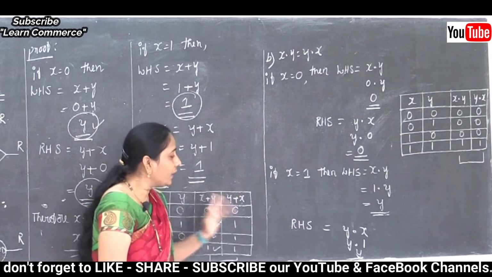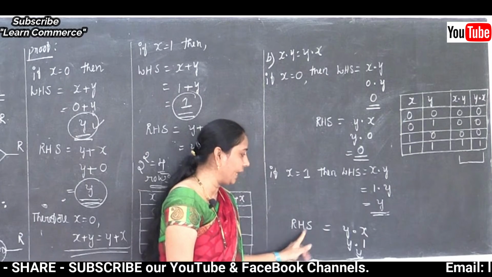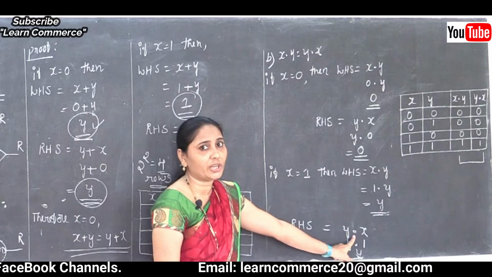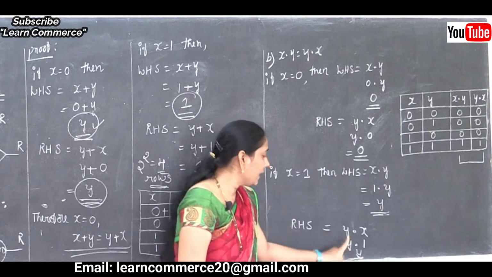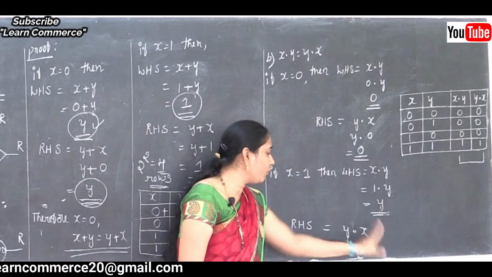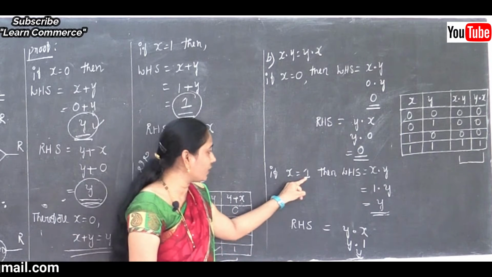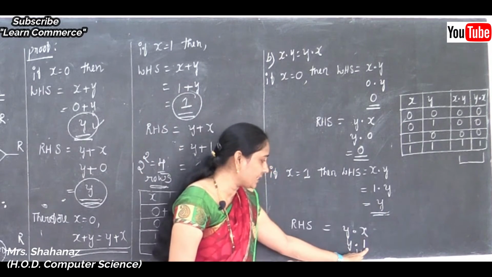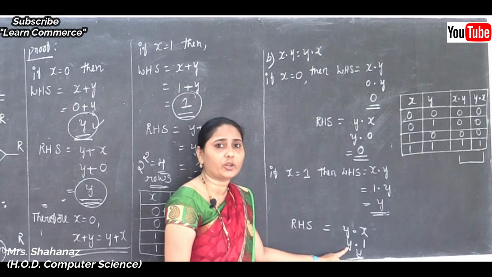Okay. Now the right hand side value I am going to take. So the right hand side value y and x. Clear this point here? Y and x. Now y and 1. We know the x value is equal to 1. Is it? X value is equal to 1. So 1 value as it is I am going to use, but no value for the y.